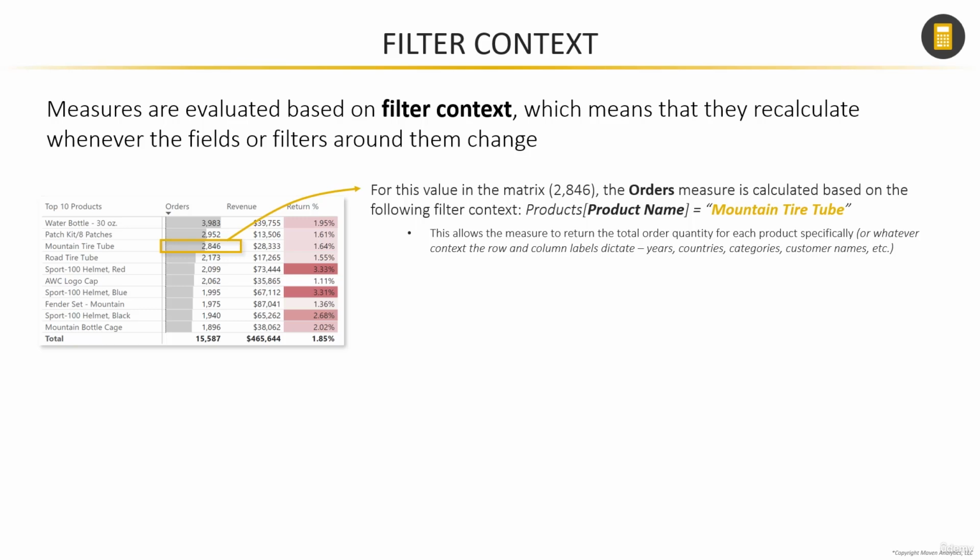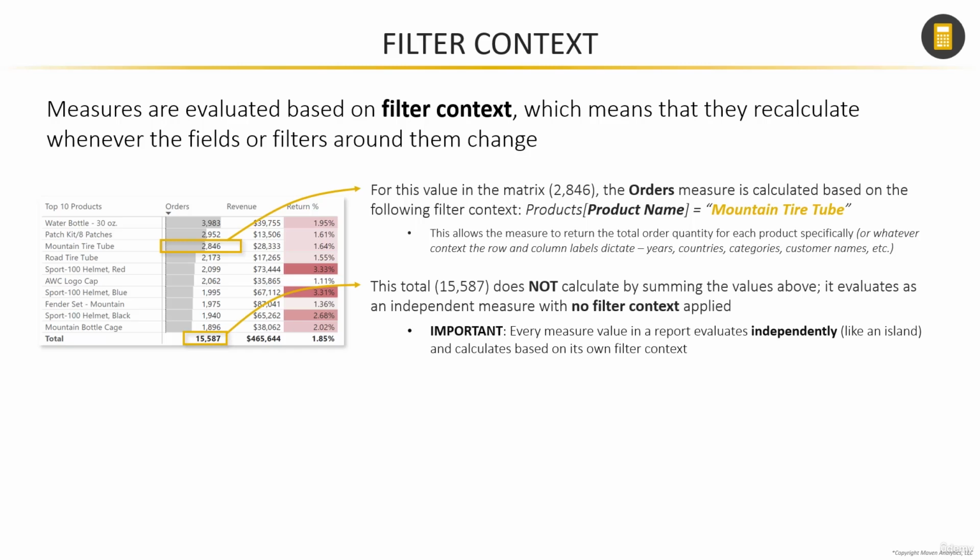So this is pretty intuitive on the surface. This allows the measure, this total orders measure, to return our order quantity for each product specifically, or whatever the matrix row and column label dictates. So this could be years, it could be countries, product categories, customer name, any other column or dimension that you could add in here. So again, pretty straightforward, but what might not be quite as straightforward is the fact that total or grand total values are not simply calculated by summing or averaging or whatever the aggregation method is, the values above, right? They're calculated as their own unique measures.